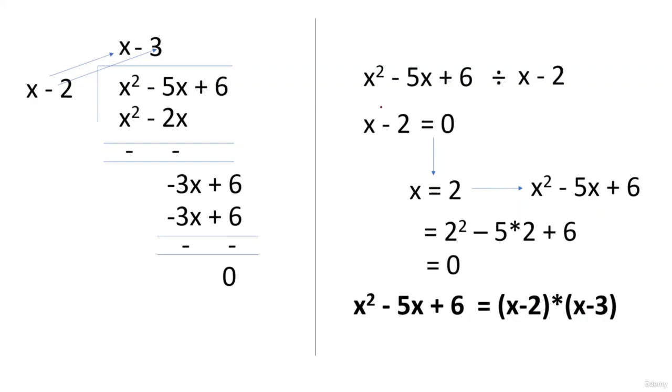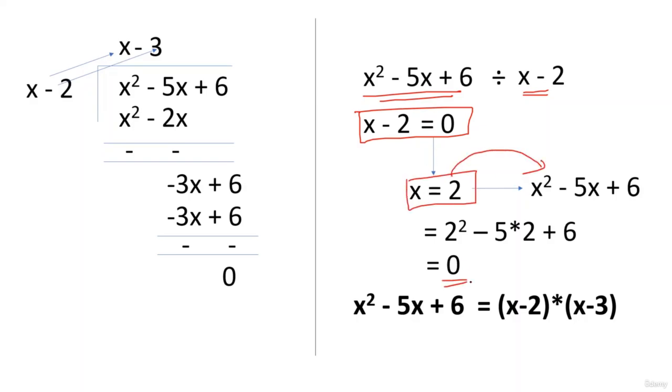Okay, so if you divide x square minus 5x plus 6 by its own factor x minus 2, you can imagine this as putting the divisor as 0. When does that happen? That happens when x equals 2. And when you substitute that, the expression comes out to be equal to 0.